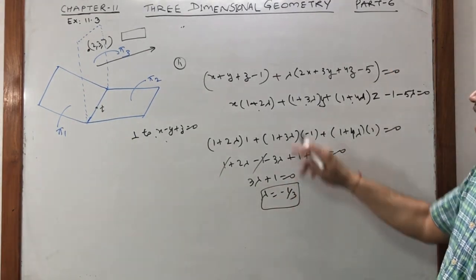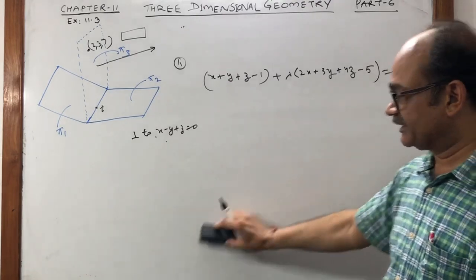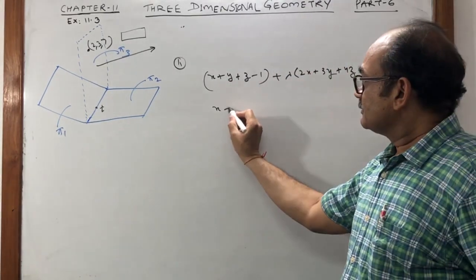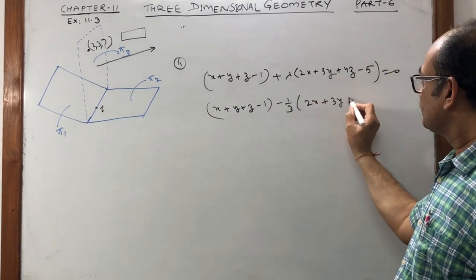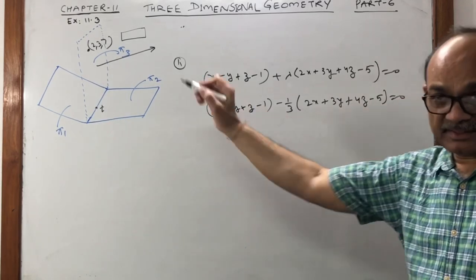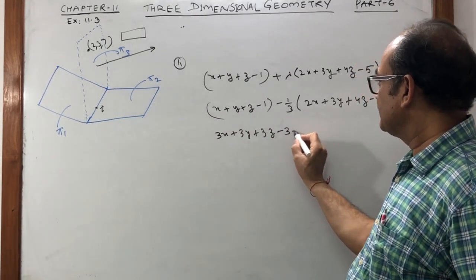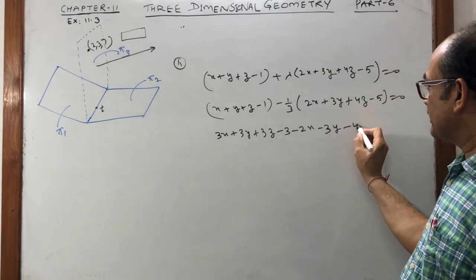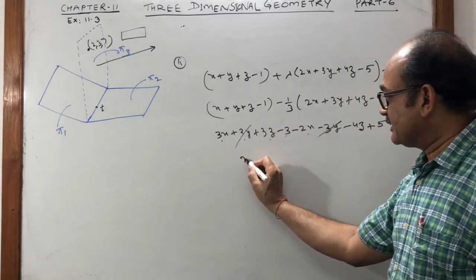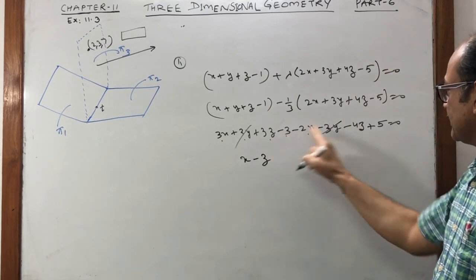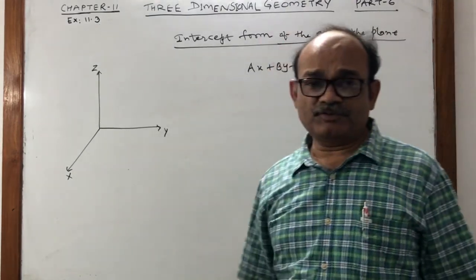Now substitute this lambda, minus 1 by 3, here in the required plane. What are we getting as the final answer? See, lambda is minus 1 by 3. Put lambda as minus 1 by 3. Simple calculation. Multiplying by 3 because 3 is the LCM: 3x plus 3y plus 3z minus 3 minus 2x minus 3y minus 4z plus 5. Correct. 3x and 2x gives x, 3z and 4z gives minus z, and the numbers minus 3 and plus 5 give 2. So x minus z plus 2 equals 0 is the required plane.